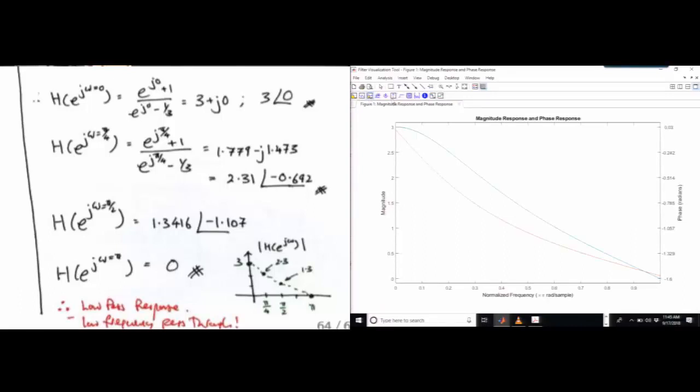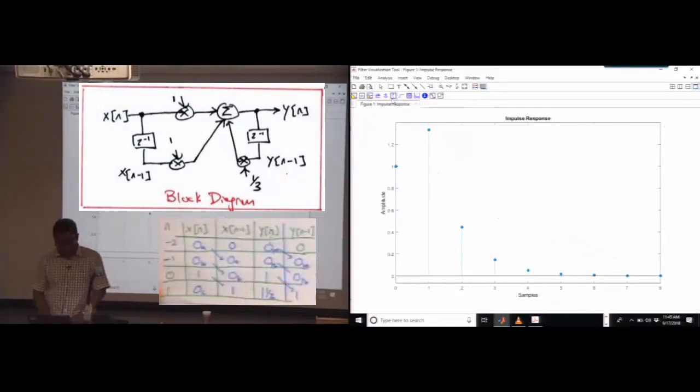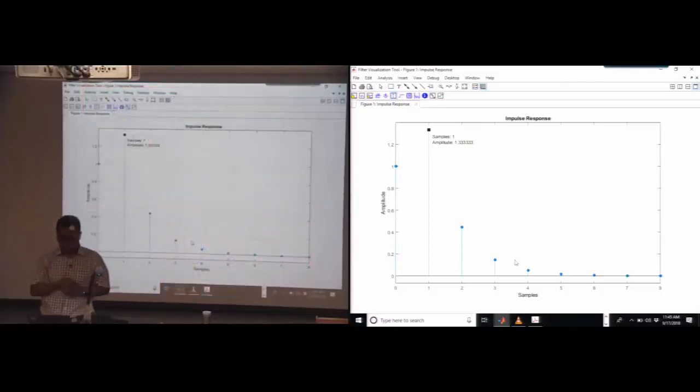Then this one, the impulse response. Remember I asked you all to calculate. The first value, h[0], is 1. The second value is 4 over 3. Let's see. 1, 4 over 3, correct? Yes, 1.333. Then after that, whatever. Okay, so can you see? Of course, in the real world, we'll never ask you to do it by hand.